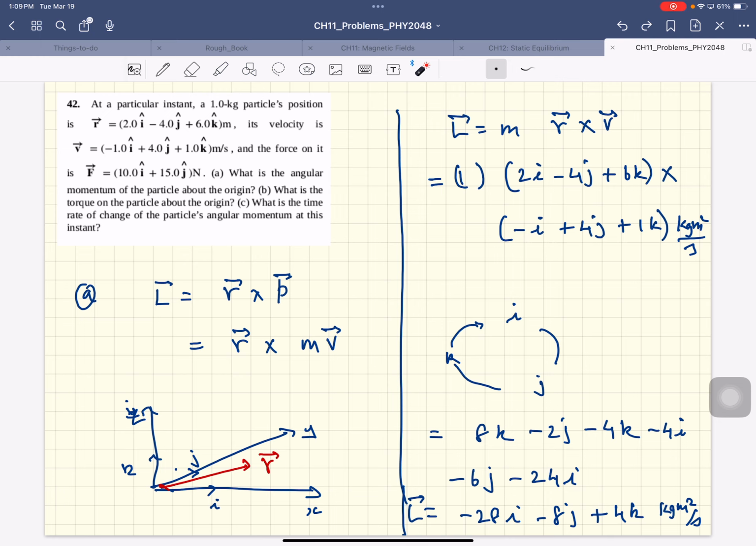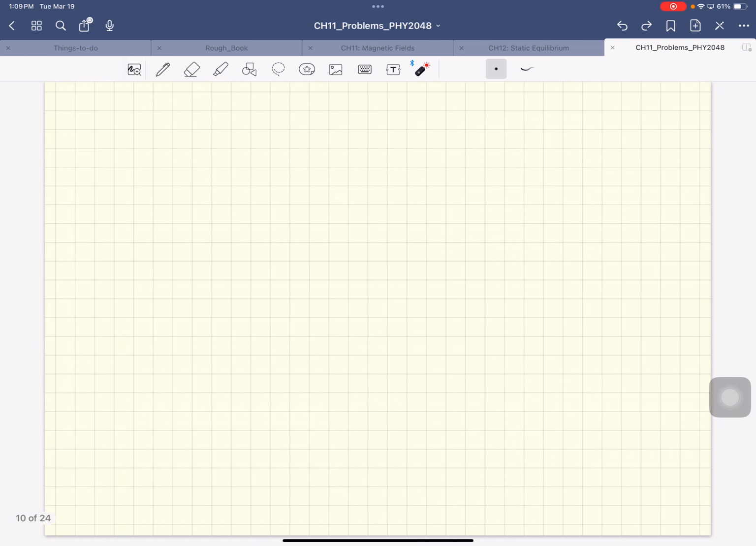All right, so now let's do part B. Torque is, okay, so the deal is whatever point you calculate the angular momentum about, that's the point you want to calculate the torque about. You can't calculate the torque about one point and angular momentum about some other point. Then it won't satisfy Newton's second law.